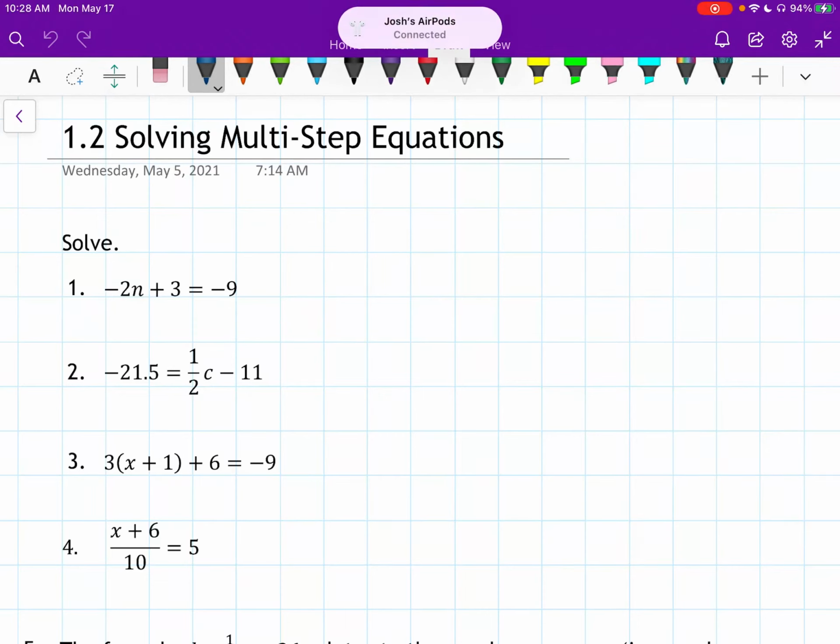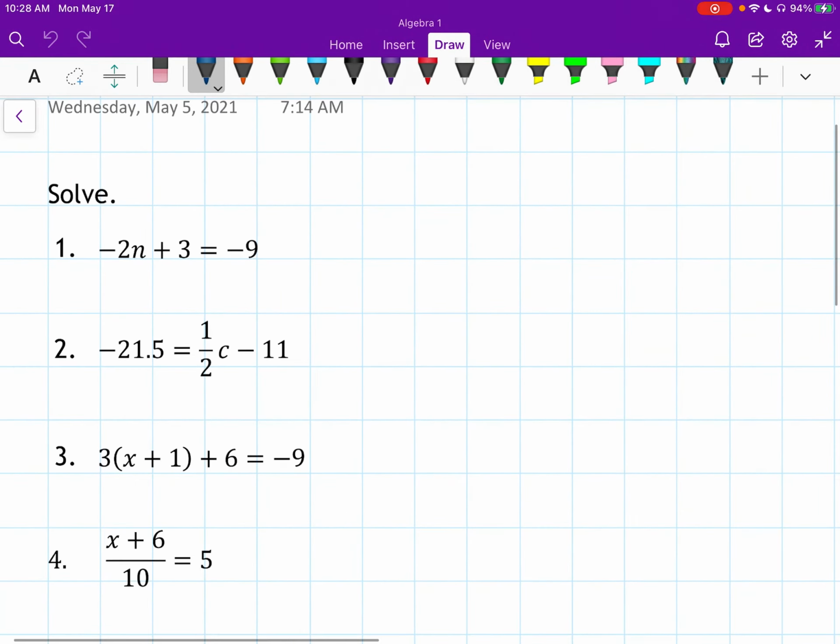Okay, 1.2, solving multi-step equations. So here we're going to be doing just like what we did in 1.1, except now the problems are going to be a little bit longer, a little bit harder, okay? So starting off, number one.